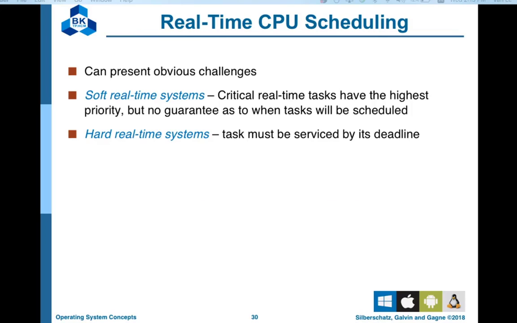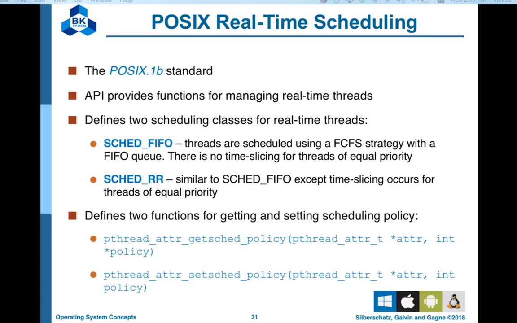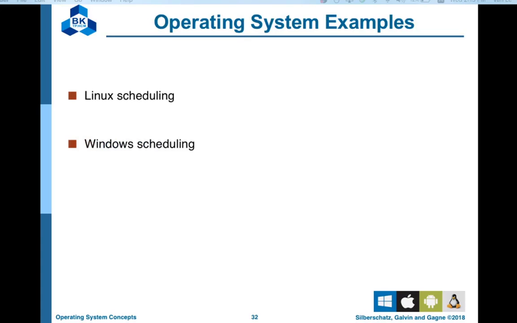Real-time CPU scheduling. We have two types, the soft real-time and the hard real-time system. Soft real-time means that we have no guarantee of when tasks will be scheduled. But in the hard real-time system, the task must be serviced by its deadline, the hard deadline. You will have some examples of POSIX real-time scheduling with the POSIX library. Here we also have some examples of Linux scheduling and Windows scheduling.